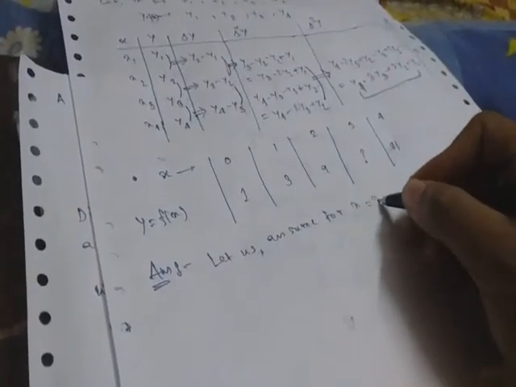So how will we proceed? We will proceed with the diagonal difference table. It is the application of the diagonal difference table. Please observe. Let us assume that for x equals 3, f(x) equals p. So we are assuming that this value is p. Now let's draw the difference table.